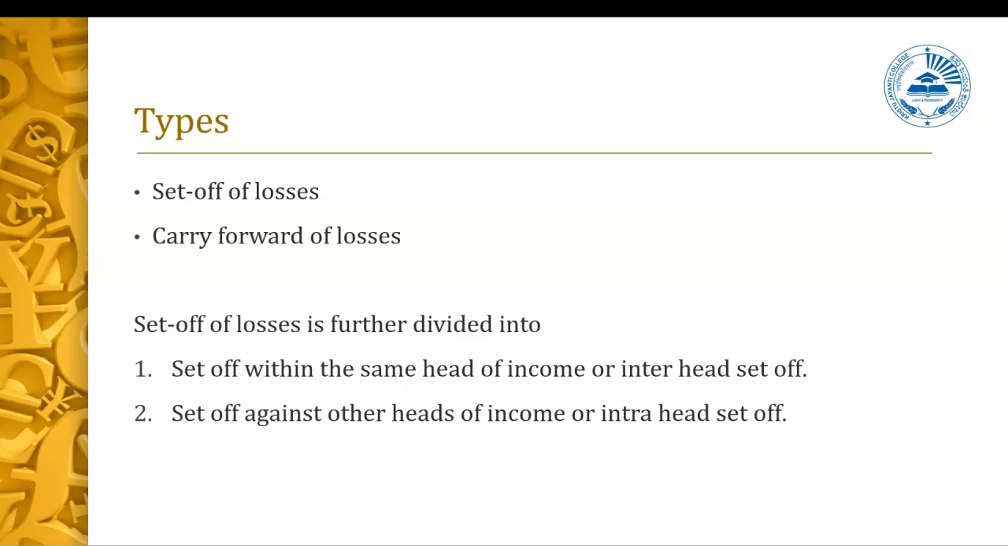Basically, there are two different types here: set-off of losses and carry-forward of losses. First, let us understand what is set-off of losses. Set-off of losses is further divided into two different types. One is set-off within the same head of income, or intra-head set-off, and the second one is set-off against other heads of income, or inter-head set-off. As the name suggests, inter-head set-off is between two different heads of income, whereas intra-head set-off is between the same head. The adjustment happens within the same head. So these are the basic two differences.